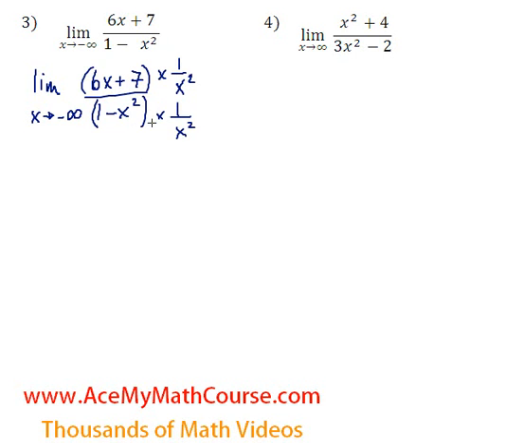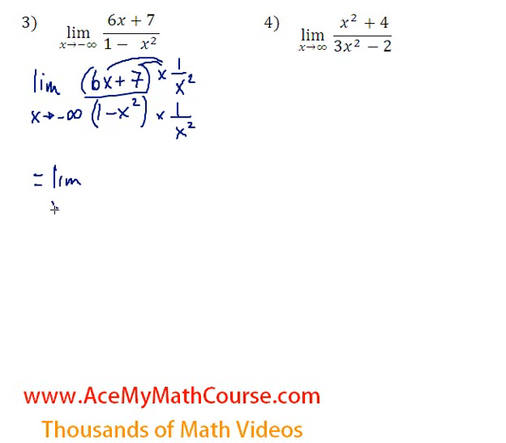Why is that? We're always going to take the highest power of x, looking at the denominator of course, and then multiply top and bottom by 1 over x to that highest power. Okay, so now we can distribute the 1 over x squared into the 6x plus 7.